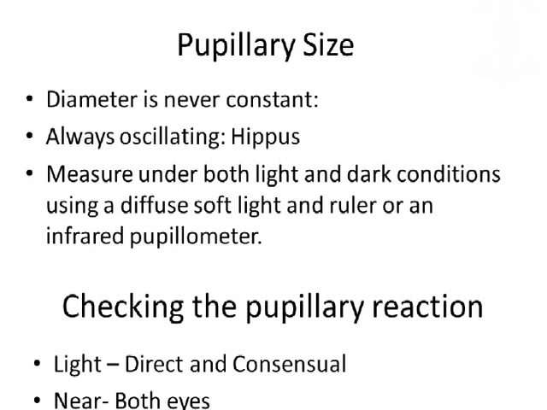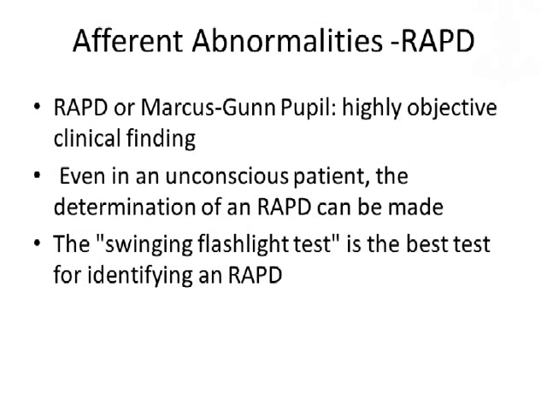And it's always difficult to measure the pupil size, because there's always a constant change in the size of the pupil. So the best is to do a diffuse light examination, or you can use infrared pupillometry, which of course would be the gold standard. And because of the continuous change of size, something called hippus, it's difficult obviously to get the exact size. But you should always do an examination in both light and dark conditions. Look for light response, look for near response. The RAPD is very important.